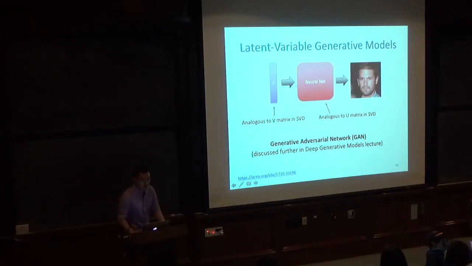But for neural nets, of course, this whole thing is nonlinear. So this operator is not a linear operator; it's a nonlinear operator. But at least at a superficial level, there's an analogy here. The video you saw is simply dragging around that Z space. We could do the same thing with eigenfaces by dragging things around the V space. Again, we'll discuss this in much more detail in the Deep Generative Models lecture.